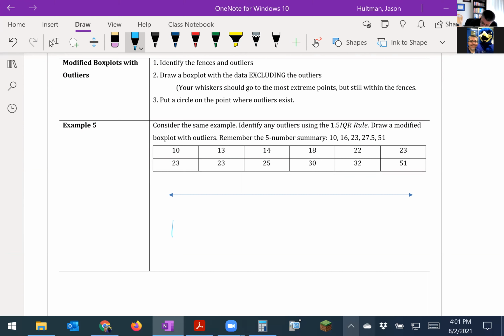First, what is the IQR, the interquartile range? We calculated that already. That was Q3 minus Q1, which was 27.5 minus 16, which is 11.5.